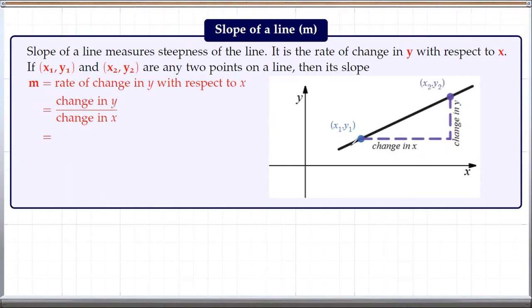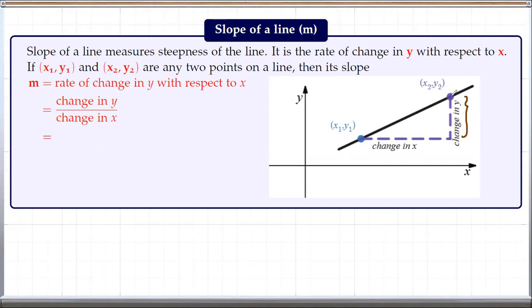So in this graph here, if we look at these 2 points, x1, y1 and x2, y2, the slope of this line is change in y over change in x. So let's figure out what change in y and change in x would look like. So change in y is this length over here.